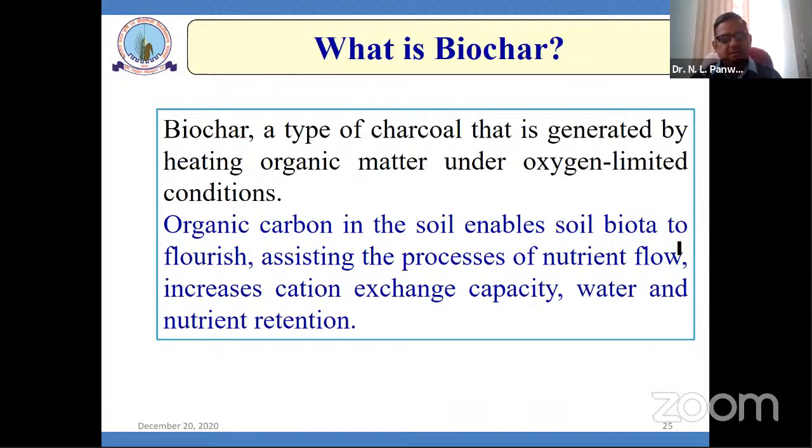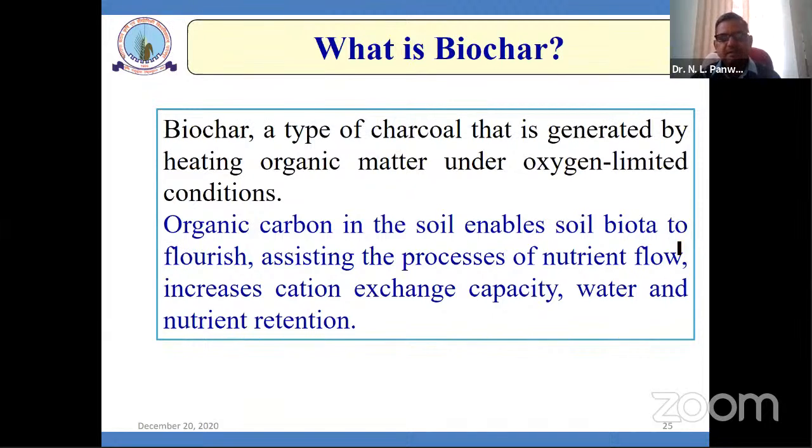So no doubt, biochar is a kind of charcoal generated by heating organic matter with limited oxygen or in the absence of oxygen. This organic carbon, because at the very first we see biomass or any carbonaceous material that contains organic carbon, can easily degrade. That is your organic carbon.